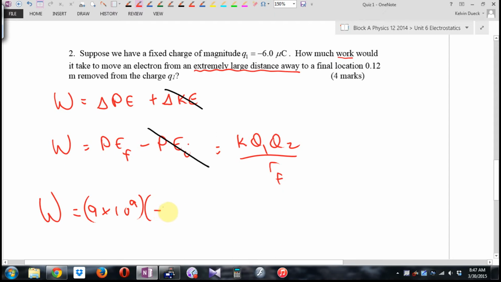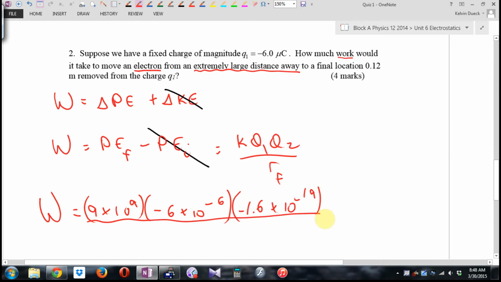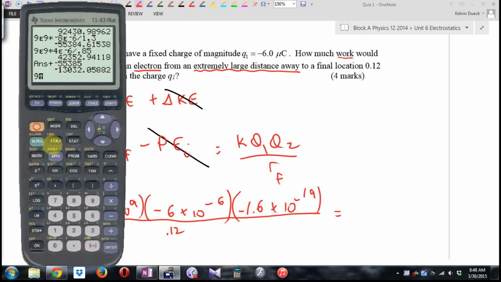Negative work, scalar, energy, scalar, negative 6 microcoulombs, charge 2. It's an electron. Help me out. Not 1.6. Negative 1.6 times 10 to the negative 19. All over 0.12. 9 times 10 to the 9th, negative 6 microcoulombs, negative 1.6 times 10 to the negative 19, divided by 0.12. Do you get 7.2 times 10 to the negative 14 joules? Wow, something worked out fairly even for a change.